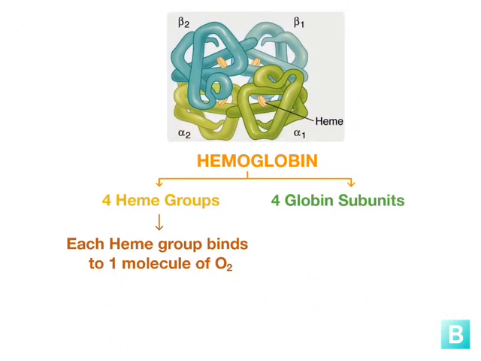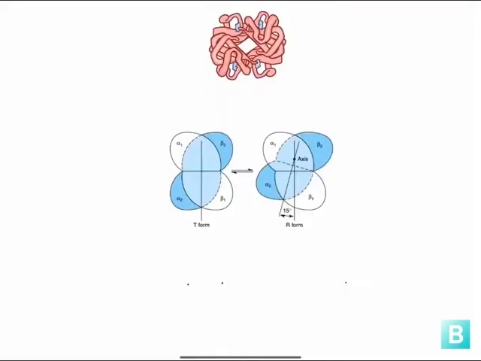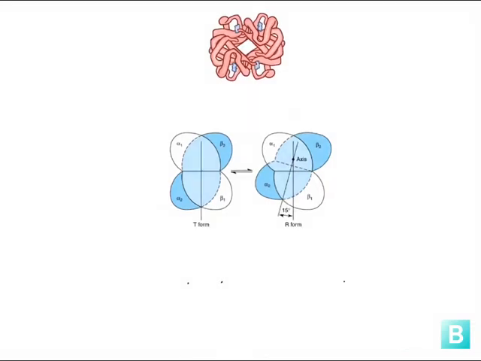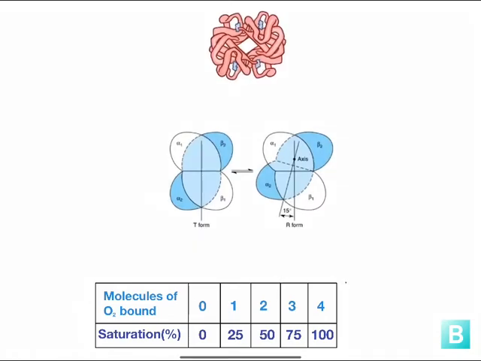Hemoglobin is a conjugated protein made up of 4 globin subunits and 4 heme groups. Each heme group can bind one molecule of oxygen. Therefore, each hemoglobin protein can carry up to 4 molecules of oxygen. This hemoglobin exists in two states. T state, that is the tense state, where the hemoglobin has low affinity to oxygen and is hence deoxygenated. On the other hand is the R state, where the hemoglobin has high affinity for oxygen and is therefore oxygenated hemoglobin.